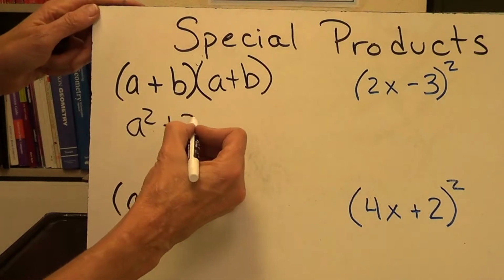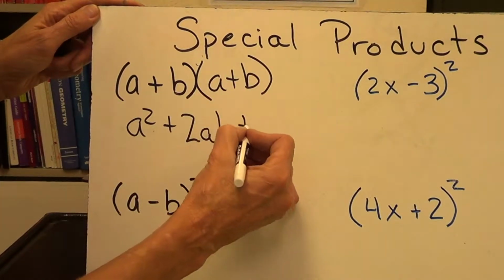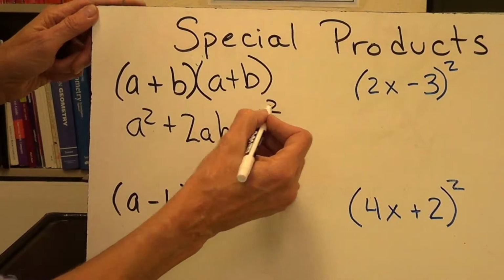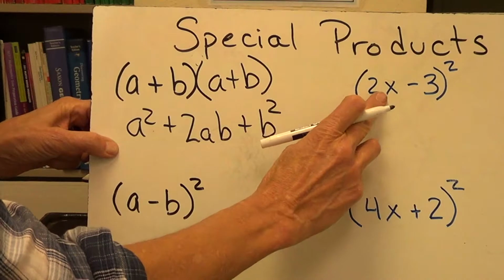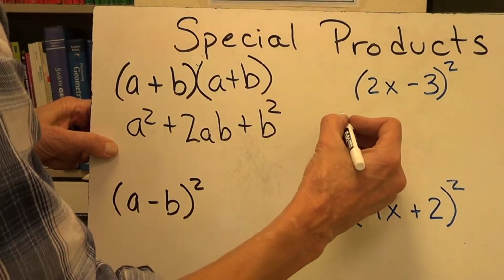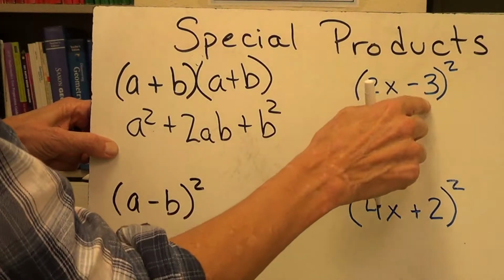That's two ABs. And then b times b is b squared. If you can remember that's the pattern for it, then on this over here, you can just take your a value and square it. You can take your b value and square it.